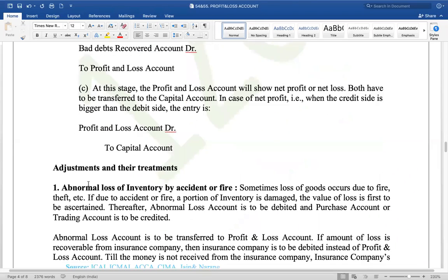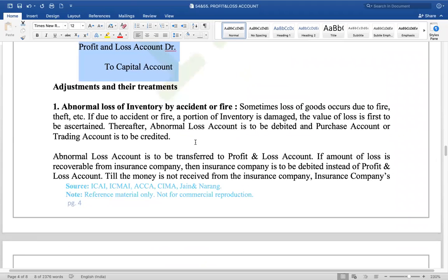Next, number C. At this stage, profit and loss account will show net profit or net loss. Both have to be transferred to the capital account. So whatever profit or loss that you get is to be transferred: profit and loss account debit to capital account.